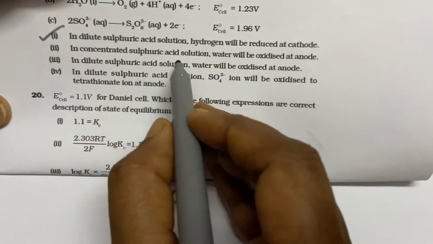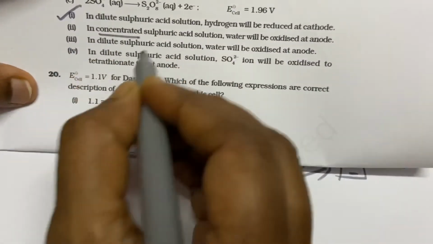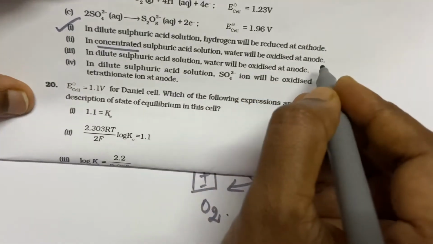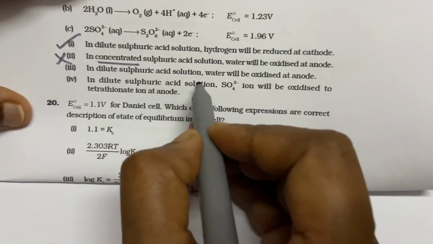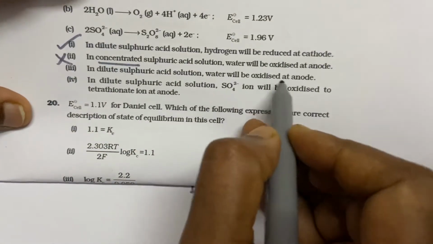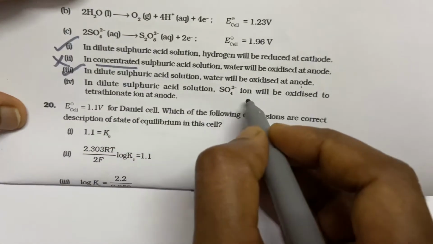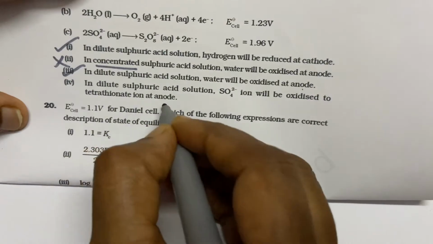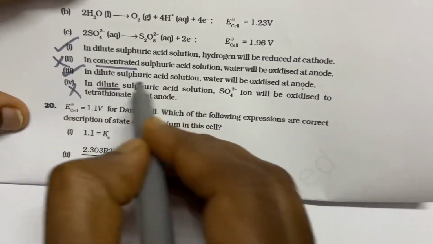In concentrated sulfuric acid solution, water will be oxidized. See, in concentrated sulfuric acid, there is no water, so how will water get oxidized? So this statement is wrong. In dilute sulfuric acid solution, water will be oxidized at anode. Yes, correct. In dilute sulfuric acid, sulfate ion will be oxidized to tetrathionate ion at anode? No. In dilute sulfuric acid, your water is there, and only water will get oxidized. So this is the answer.